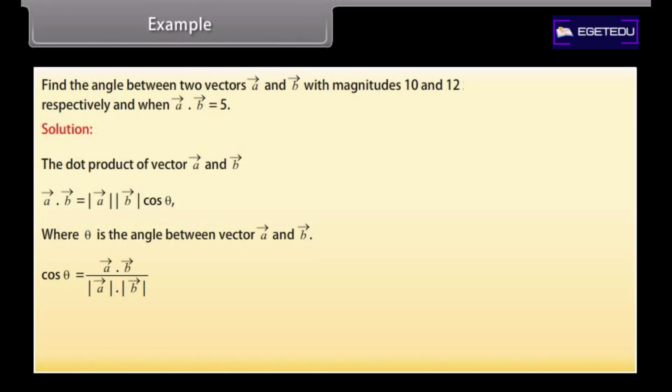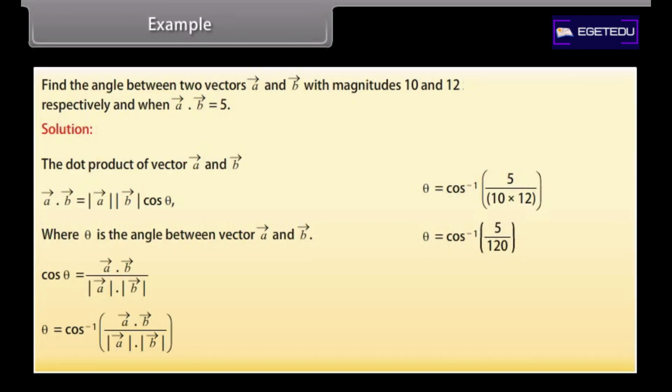Cos theta is equal to the dot product of vectors A and B divided by the magnitude of vector A times the magnitude of vector B. Theta equals cos inverse of the dot product of vectors A and B divided by the magnitude of A times the magnitude of B. Theta equals cos inverse 5 by 10 into 12. Theta equals cos inverse 5 by 120. Theta equals cos inverse 1 by 24. Theta equals cos inverse 0.04167. Theta is equal to 87.61 degrees.